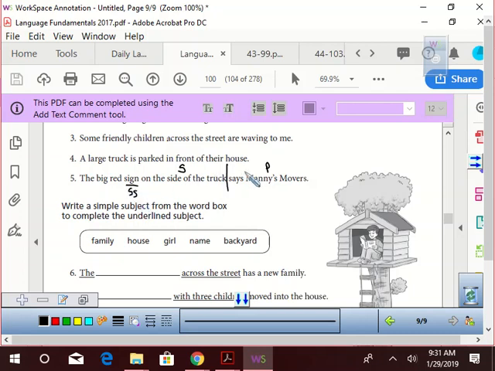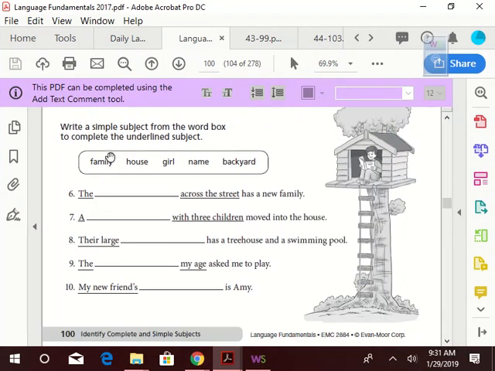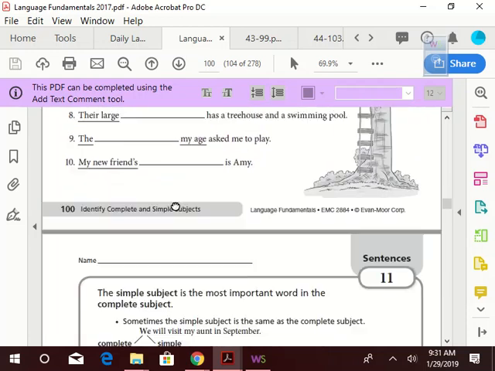Right, because what is the predicate really referring to? Only one thing. The sign. What the sign says, right? Okay? What's the simple predicate? Yep. All right, so you guys got it? Yeah. All right, write the simple subject from the word box to complete. That's easy, you guys. Come on.